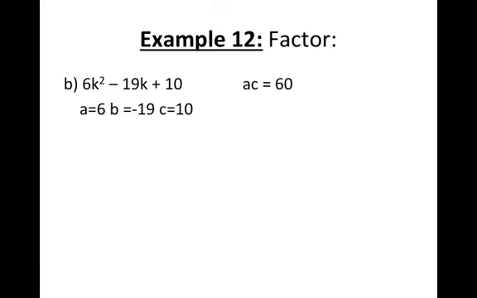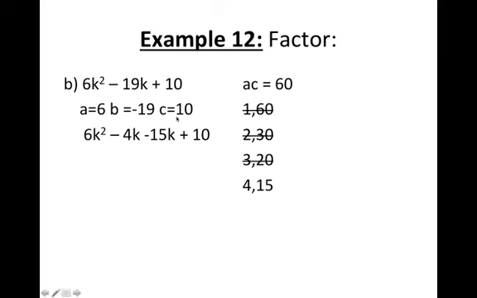All right, 6k squared minus 19k plus 10. a is 6, b is negative 19, c is 10, so AC is 60. So let's start going through our factor pairs. 1 and 60 is 61. 2 and 30 is 32. 3 and 20 is 23. 4 and 15, thank goodness, is 19. Since we want negative 19, we're going to do negative 4k minus 15k. And so all we've done is replace negative 19k with minus 4k minus 15k.